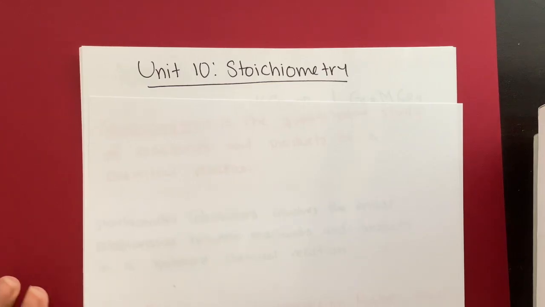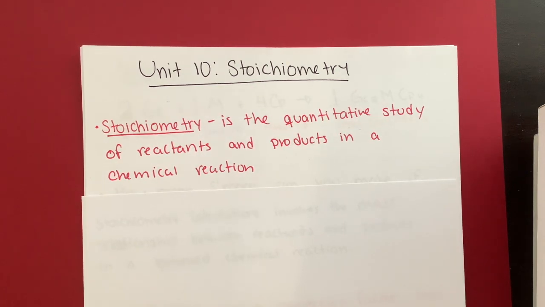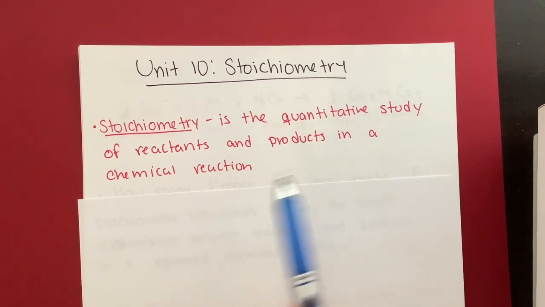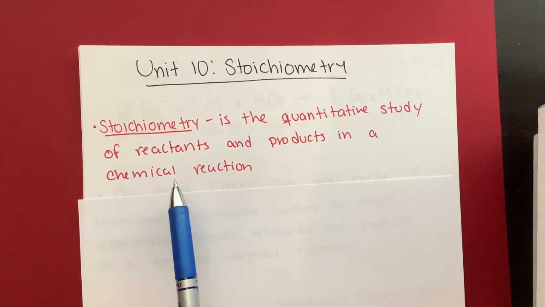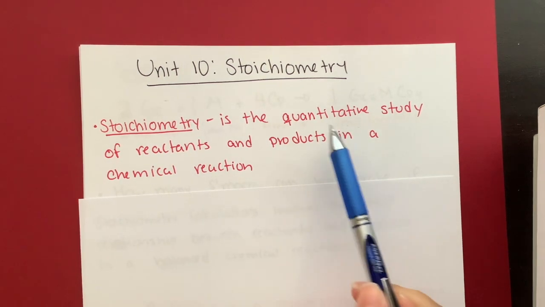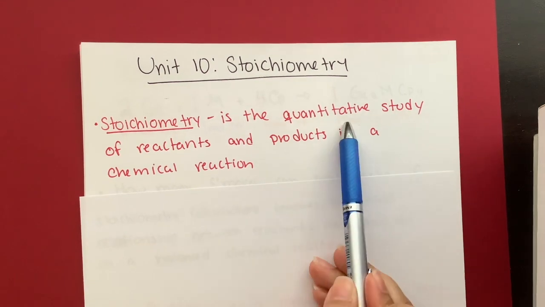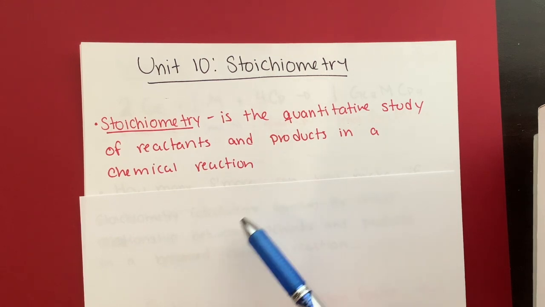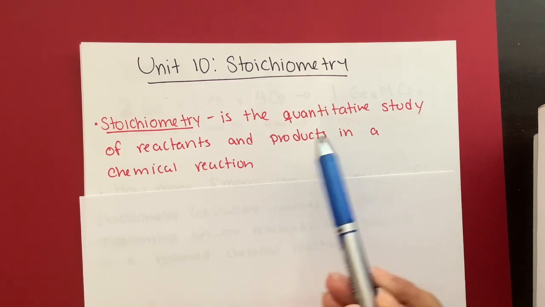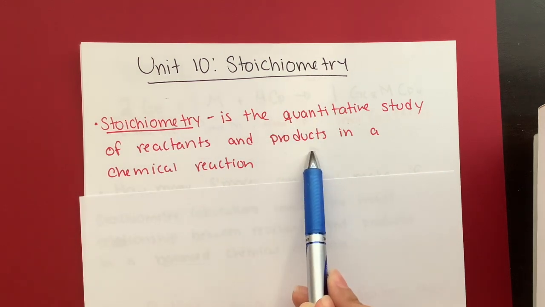So today we're going to go over Unit 10, which is stoichiometry. The definition for stoichiometry is the quantitative study of reactants and products in a chemical reaction. Quantitative means numbers. We're going to be giving a numerical value to how much product we're going to be able to produce in a chemical reaction. So before actually doing an experiment, we can do some stoichiometry calculations and predict how much product we should be making.